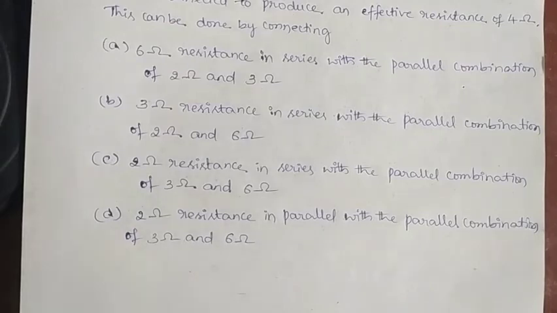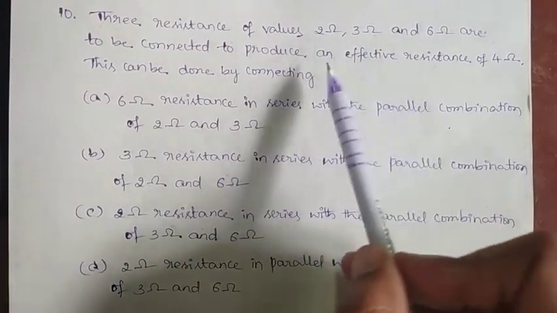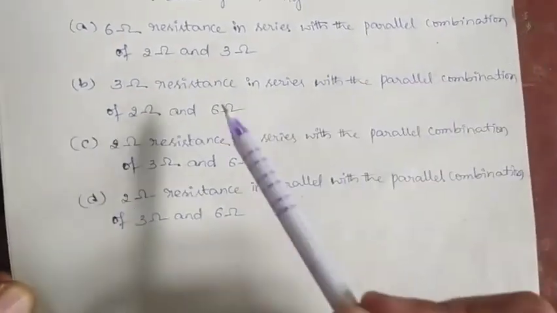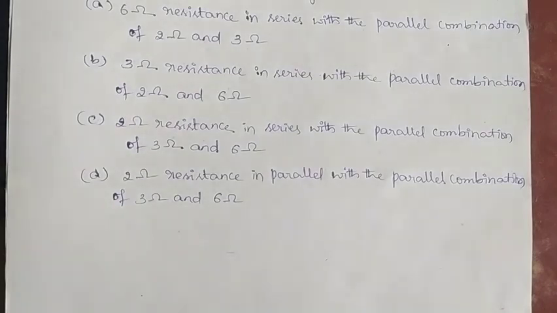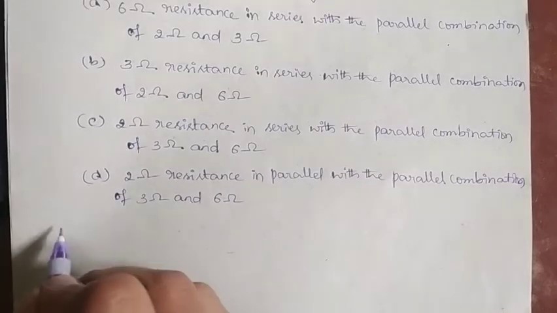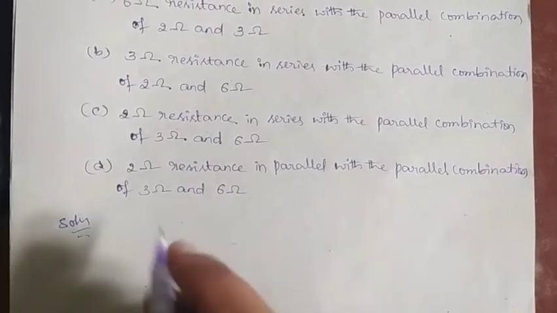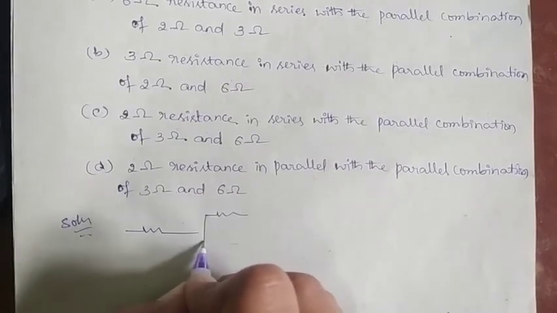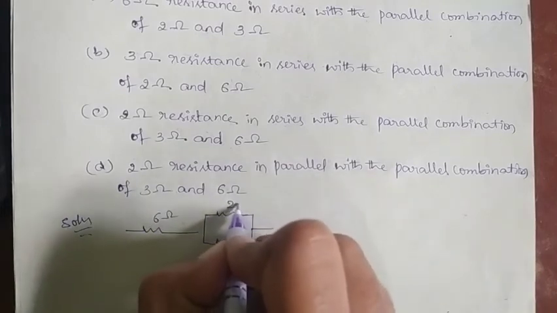Now, in the above question, three resistances 2, 3 and 6 ohm are connected to produce an effective resistance. The final value will be 4 ohm. How can we connect? There are 4 options. We have to solve all the 4 options to find in which the effective resistance will be 4 ohm, which is the solution for that question. In option A, 6 ohm resistance is in series with parallel combination of 2 ohm and 3 ohm.